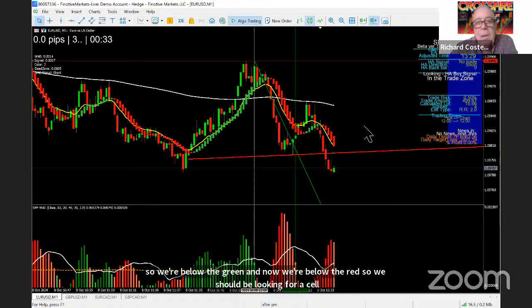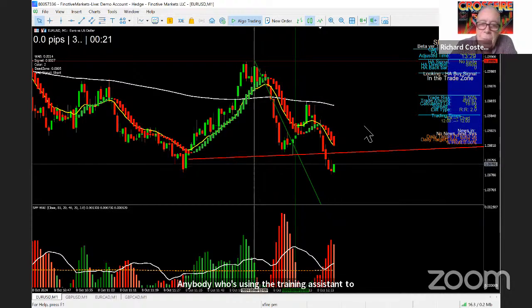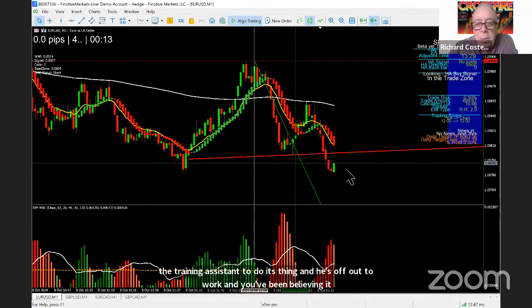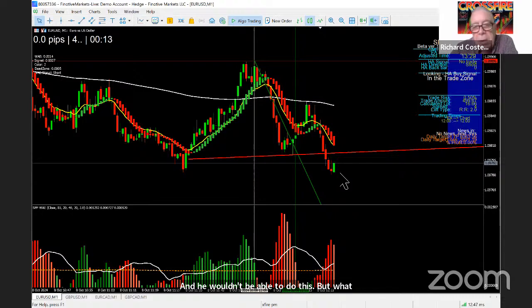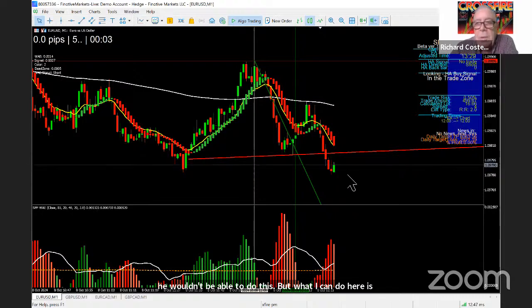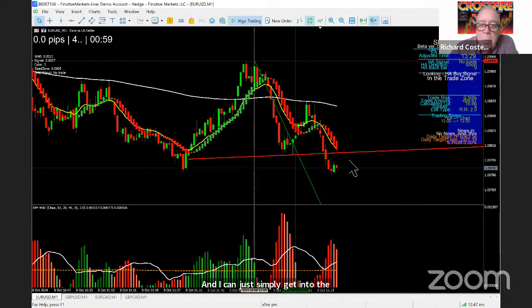Anybody who's using the trading assistant to take the trades, like one guy who's just joined the group, is leaving the trading assistant to do its thing while he's off out to work. He wouldn't be able to do this, but what I can do here is, if this starts to go down, I can override and simply get into the sell. But I wouldn't. Well, I would go through the process.